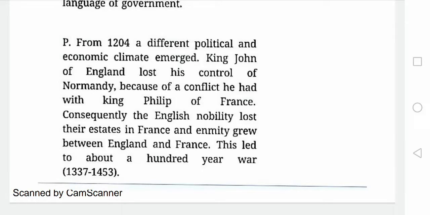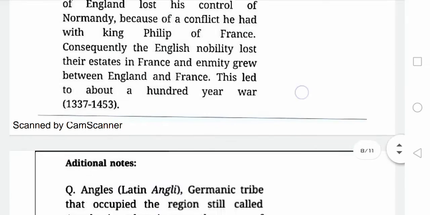And in 1204, a different political and economic climate emerged, and King John of England lost his control of Normandy, and that led to conflict with the French.